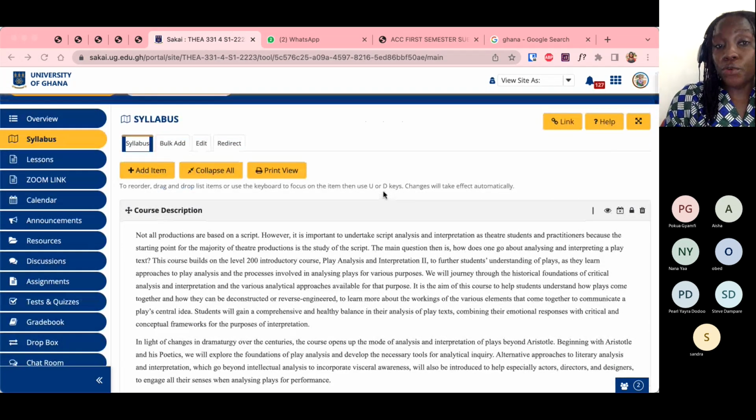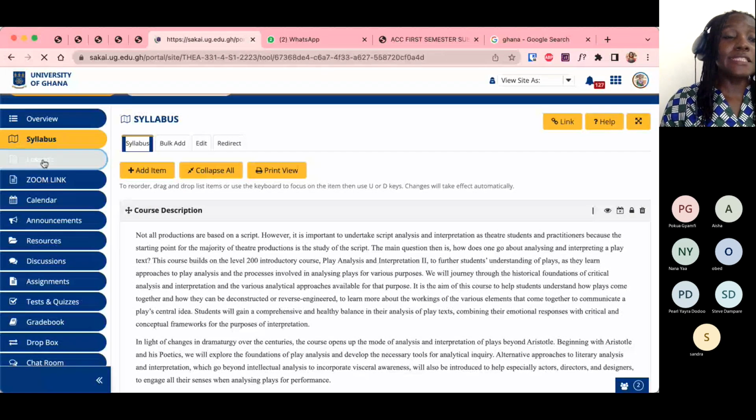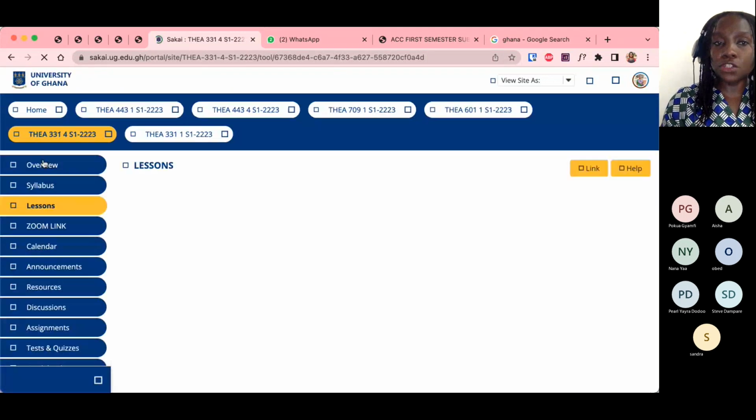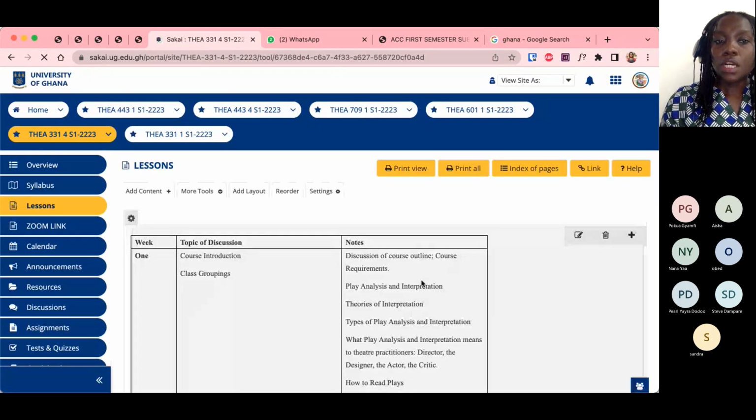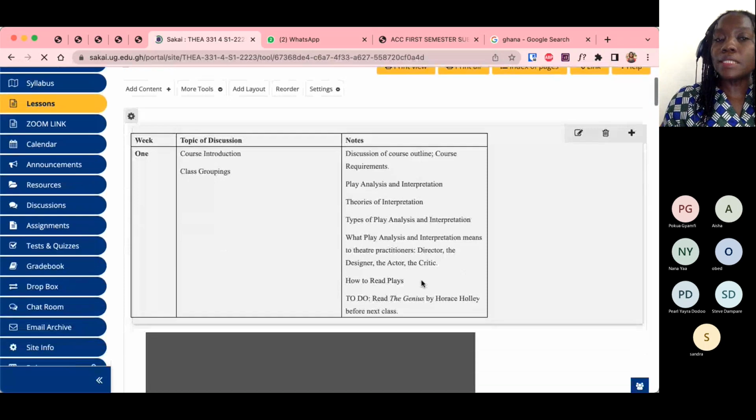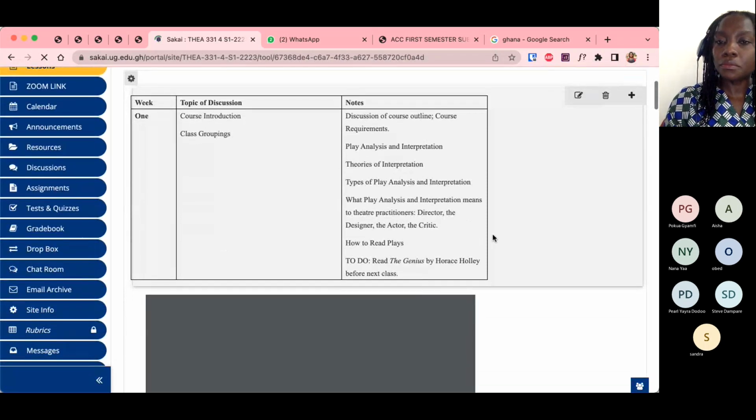So, I mean, this is there for you. You can always go back to Sakai and go through these if you have forgotten any aspect of it. So after the syllabus, we move on to the lessons. Lessons. So this is week 1. We are doing week 1, right?